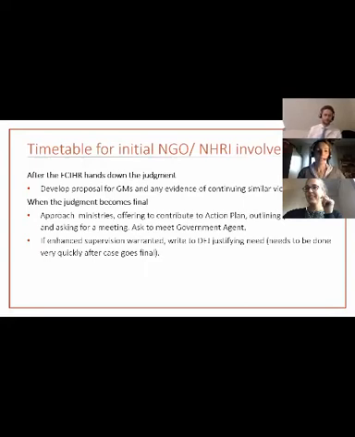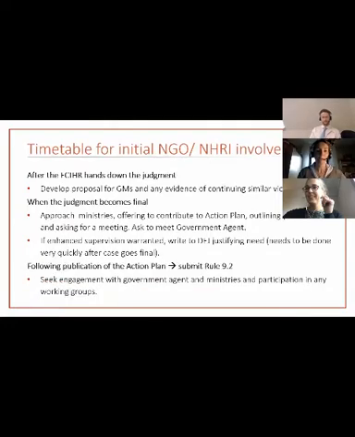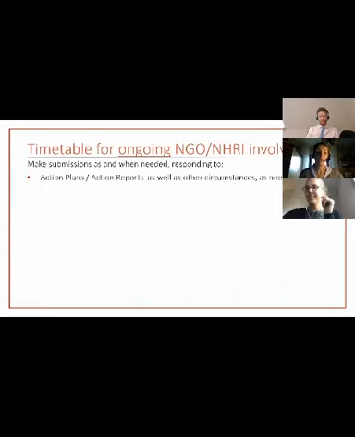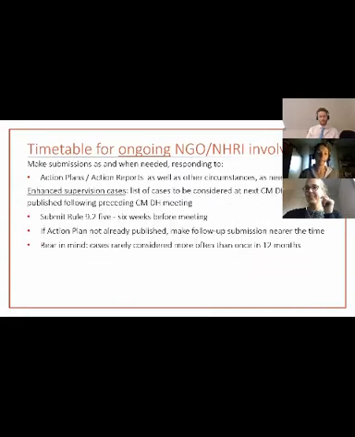So here again, some information about when to best intervene. Following the publication of an action plan, for instance, what you can do, in parallel to Rule 9, is also to seek engagement with the government agent or ministries and participate in working groups. That's this combination of Strasbourg-level advocacy with the national or domestic advocacy that we mentioned in our previous meetings. So here I put again the 6 weeks rule before the CMDH meeting for cases under enhanced procedure.